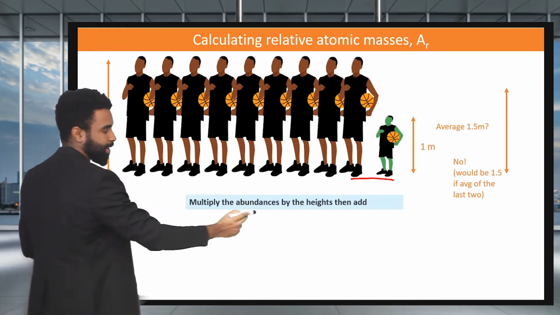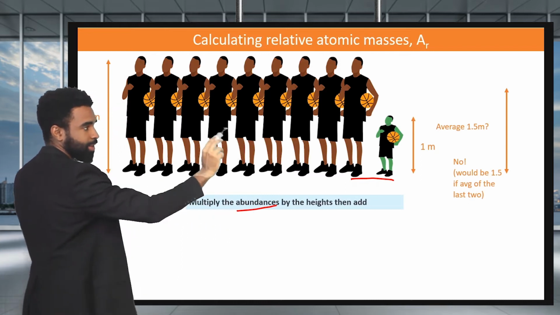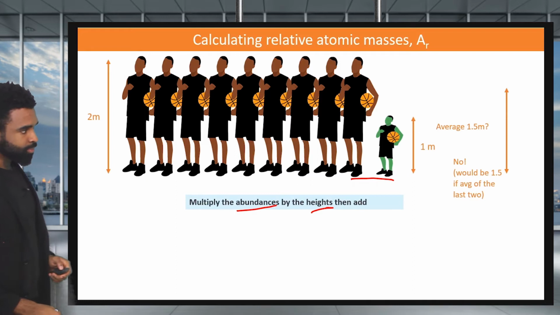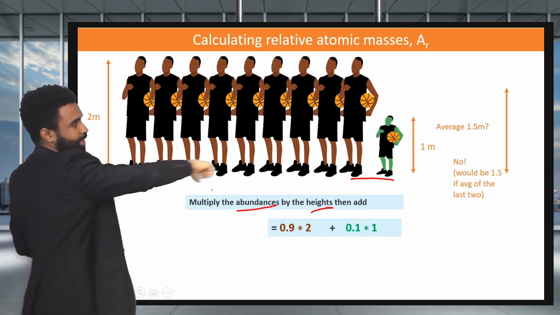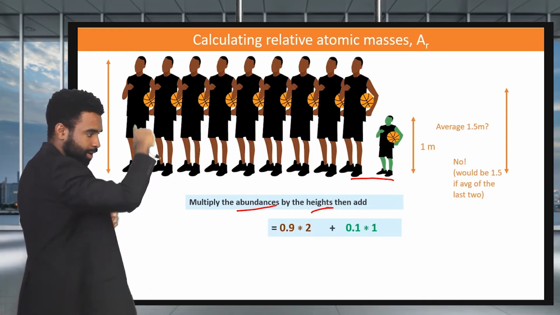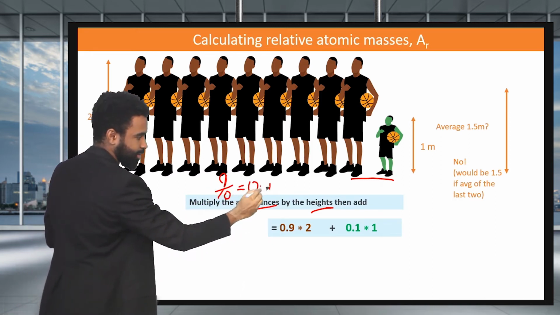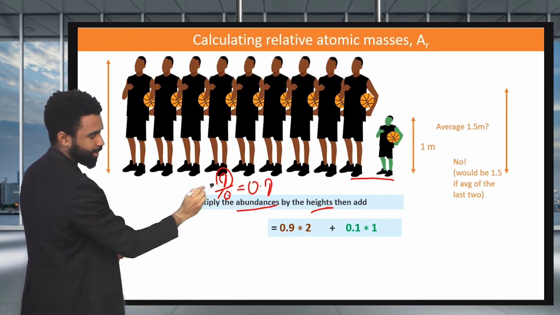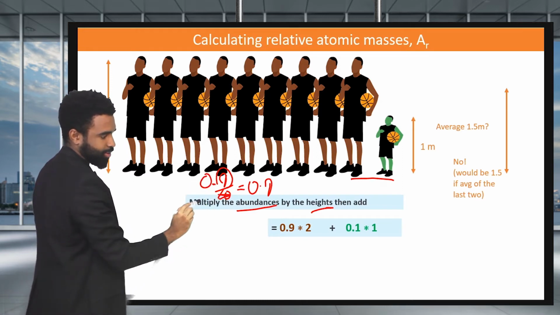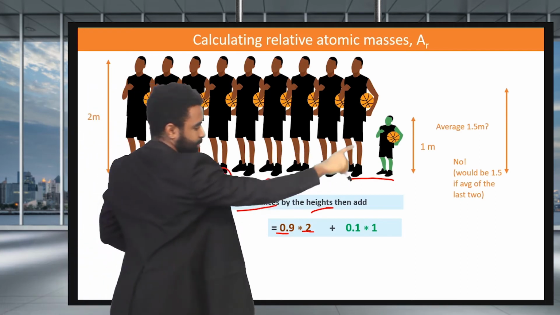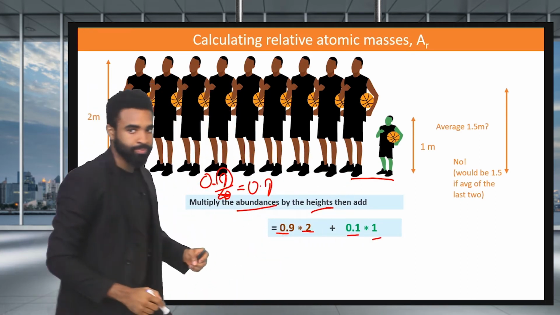We're going to multiply the abundances or the proportions of each type of player by the heights and add them up. So we have 9 out of 10 of them are the tall guys. So we have 9 over 10, which is the same as 0.9. You just move the decimal place 1 place back to get rid of this 10 under. So we have 0.9 times the height of 2 plus 0.1 times the height of 1.